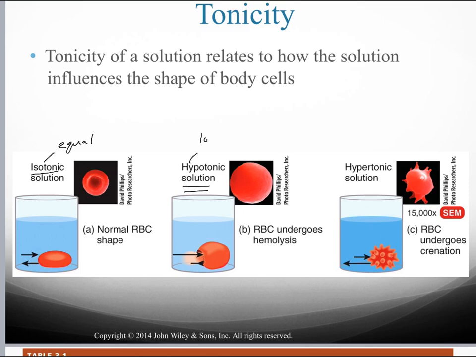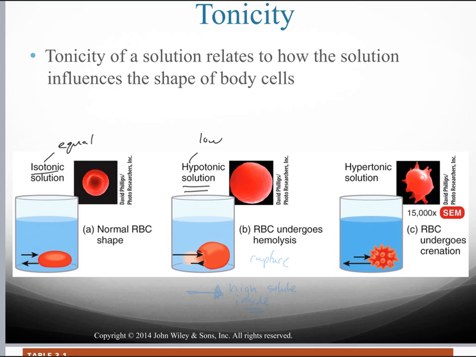Remember, hypo means low. A hypotonic environment. So the red blood cell is going to undergo this process called hemolysis, so cell destruction. So let's think about what's happening. Inside the cell, we have a high solute concentration. And as we said before, we're going from a low solute to high solute. So water is moving into the cell. So what's going to happen? All that water rushing into the cell is going to rupture it and it will die.